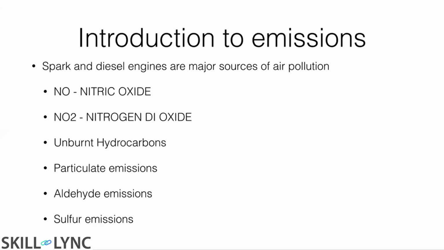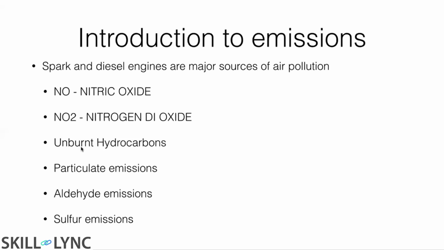So the primary emission with respect to IC engines that we care about is NO. NO is called nitric oxide. It's a very dangerous pollutant. NO2 is called nitrogen dioxide. And oftentimes we might have heard the term NOx. NOx is basically a combined name. If x is 1, then it's nitric oxide. If x is 2, it's nitrogen dioxide. So people commonly refer to them as NOx.